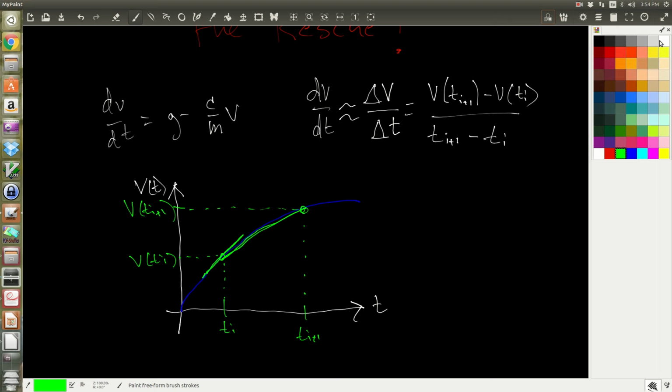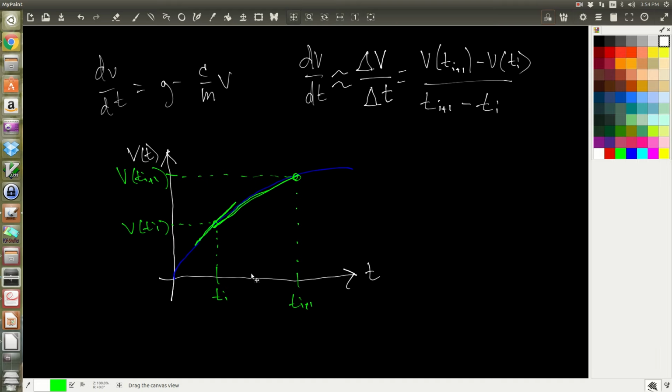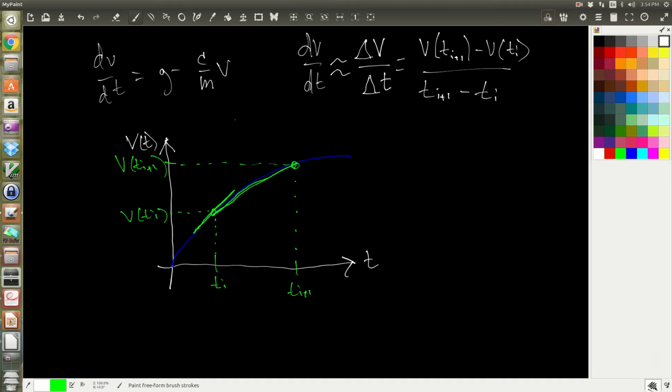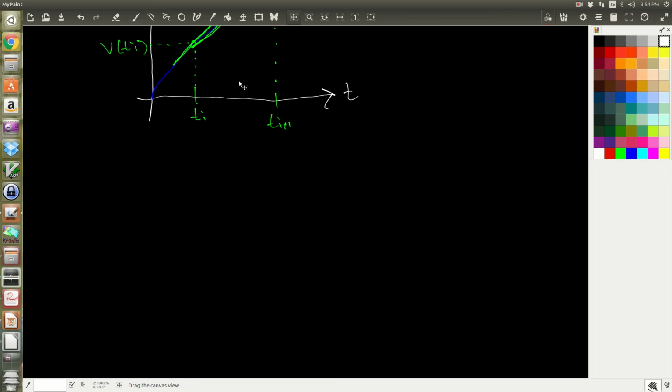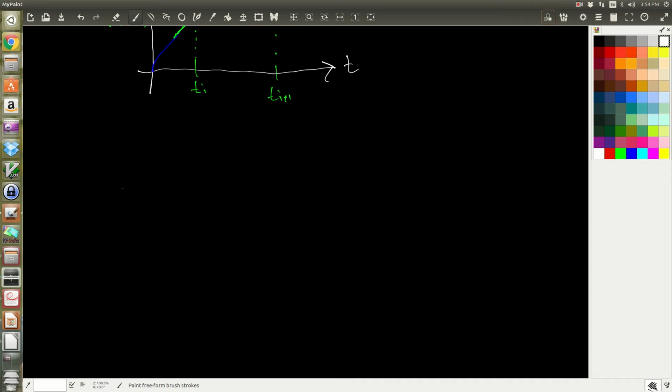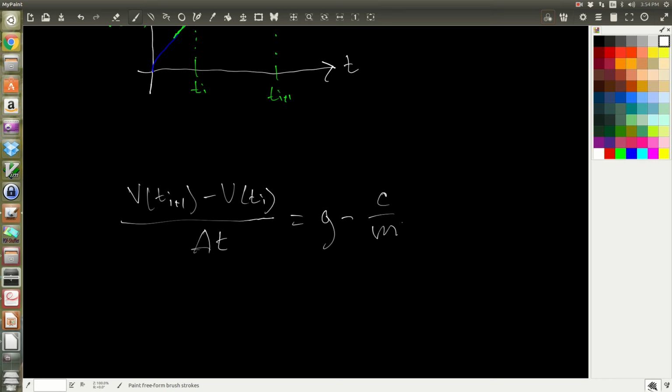So let's take that finite difference approximation and plug it into our differential equation right here. If we do that, this is what we're going to get: v sub t i plus 1 minus v sub t i, all over, I'm just going to call this delta t down here, is equal to g minus c over m times v at t i.